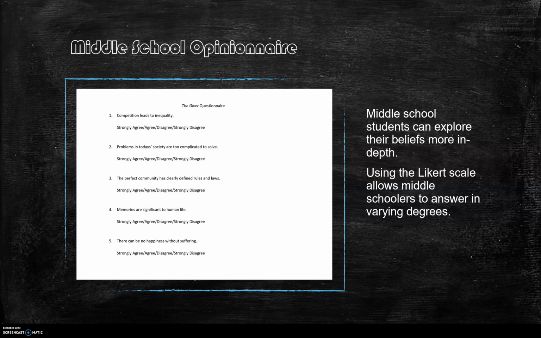This is an example of an opinionnaire that I would use with middle school students. The sentences are a little more challenging, and now I'm asking them to provide a response that has varying degrees. Strongly agree, agree, disagree, or strongly disagree. I still have chosen to only use 5 statements, but you can decide if you want to use more or less depending on your time, depending on the concept. It really is indicative of what you need the opinionnaire for and how you think your students are going to respond.